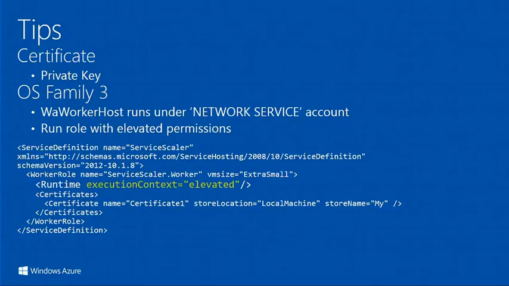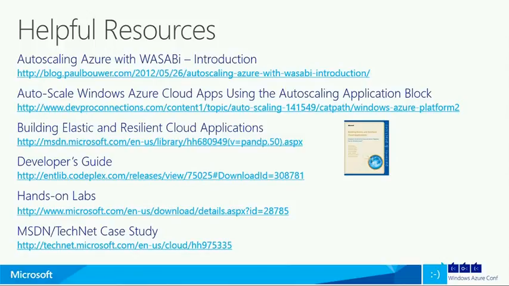If you're using OS Family 3, which is functionally Windows Server 2012, the account that's used to run your worker role runs under network service, which does not have permissions to actually get information out of the local certificate store. So you'll need to change the execution context on your role to elevated, which basically tells this role to run as an admin so that it can go ahead and get those certificates out of the local certificate store.